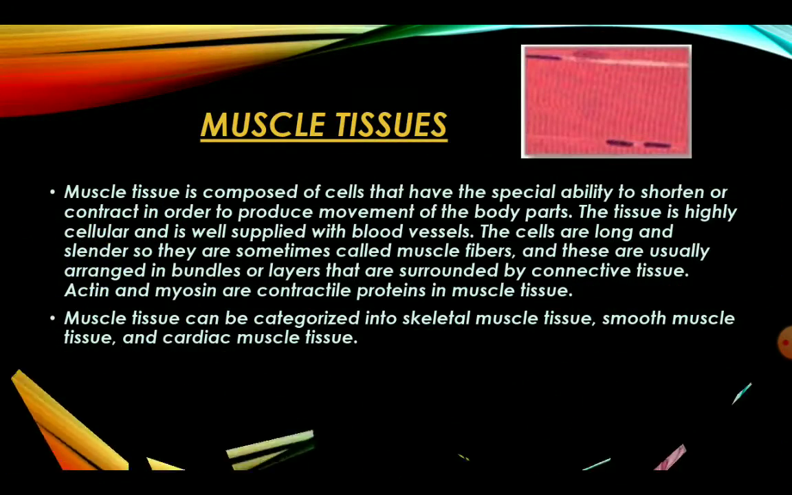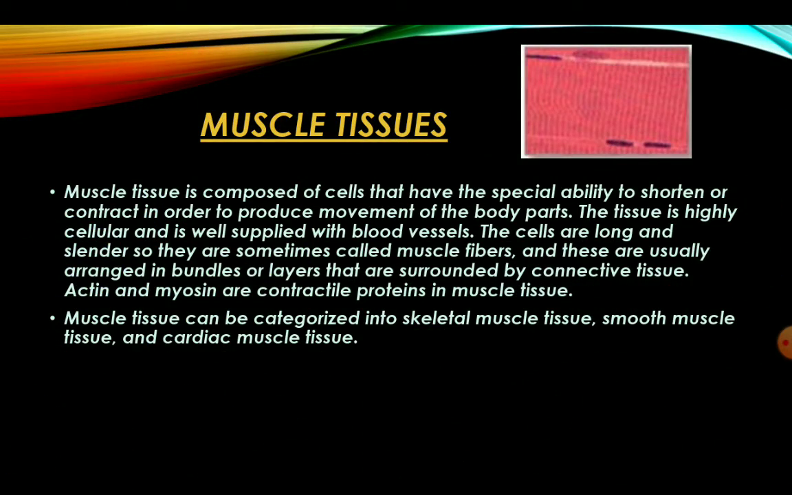Now it's the turn for muscle tissues. Muscle tissue is composed of cells that have a special ability to shorten or contract in order to produce movement of the body parts. The tissue is highly cellular and is well supplied with blood vessels. The cells are long and slender, so they are sometimes called muscle fibers, and are usually arranged in bundles or layers that are surrounded by connective tissue. Actin and myosin are contractile proteins in muscle tissues. Muscle tissues can be categorized into skeletal muscle tissue, smooth muscle tissue, and cardiac muscle tissue.